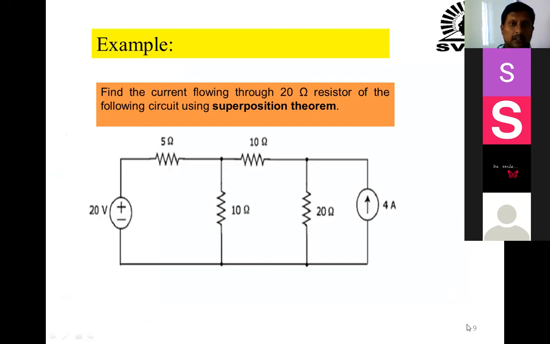Okay. Now this is the question. Anyone can read what is the question here? Find the current flowing through 20 ohm resistor of the following circuit using superposition theorem. Okay. So this is the circuit diagram given and we want to find out the current passing through 20 ohm.